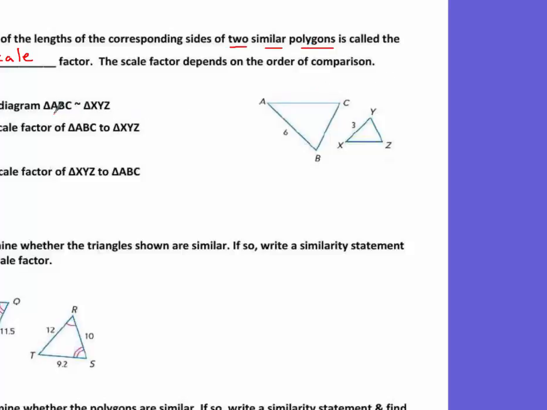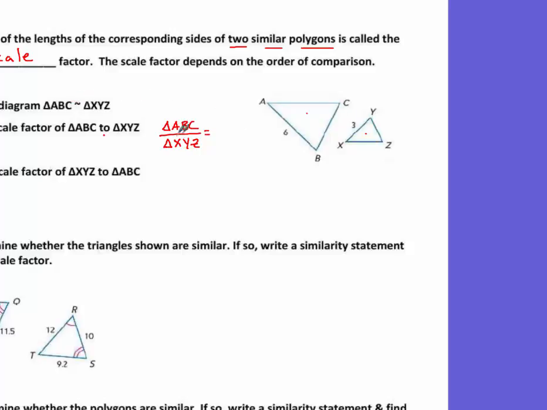So in the diagram, we have triangle ABC is similar to triangle XYZ. That means the sides are proportional and the angles are congruent. So find the scale factor of ABC to XYZ. Well, that means it's triangle ABC to triangle XYZ. Now, since they're similar, we know that their side lengths are proportional.